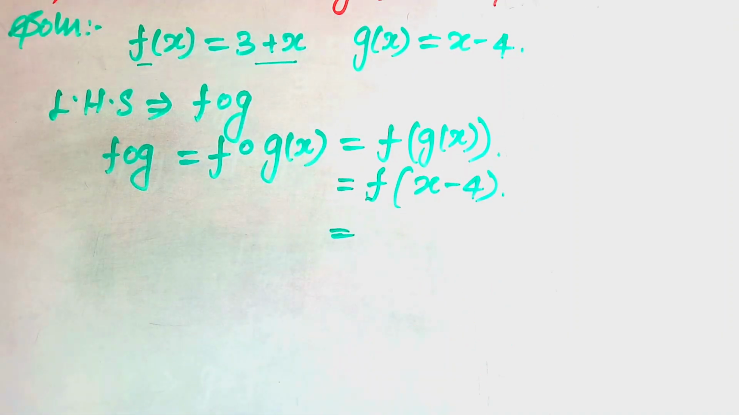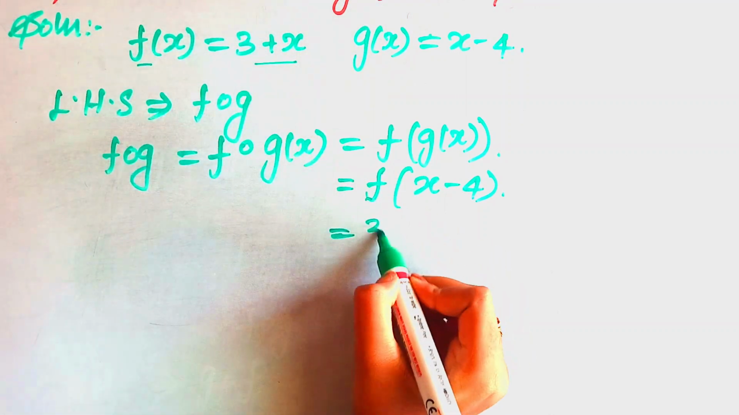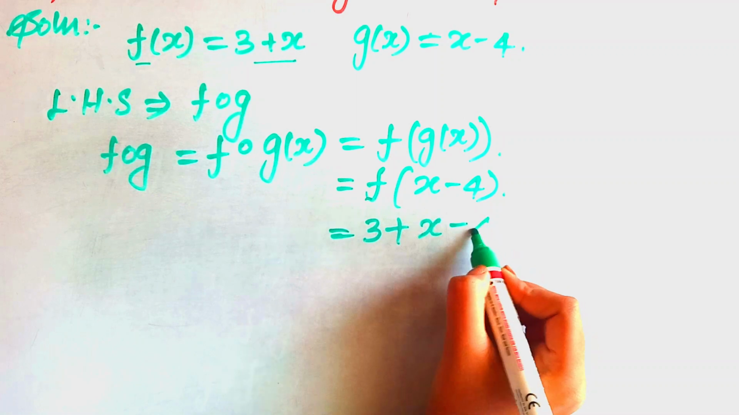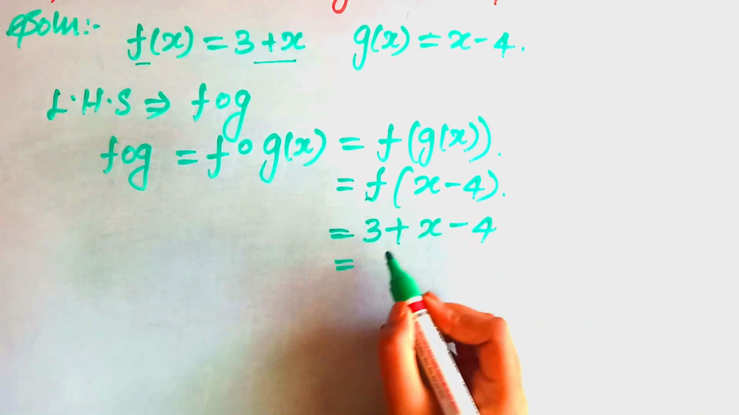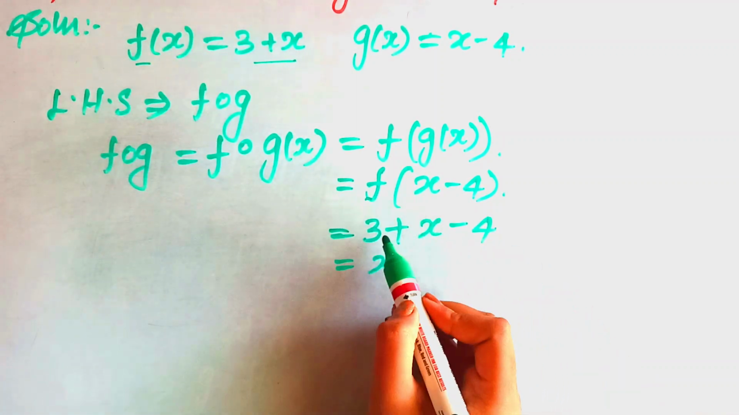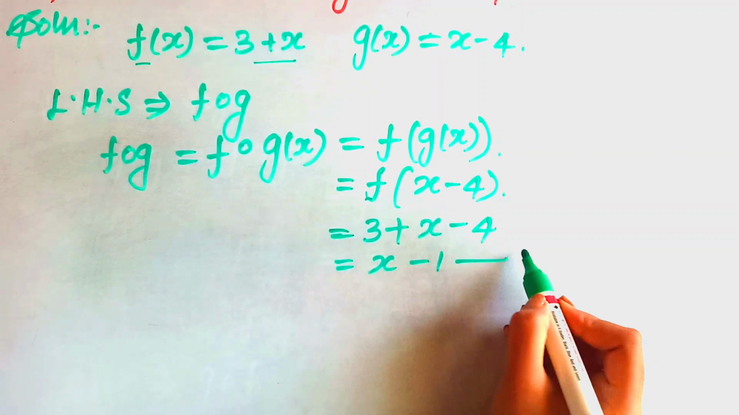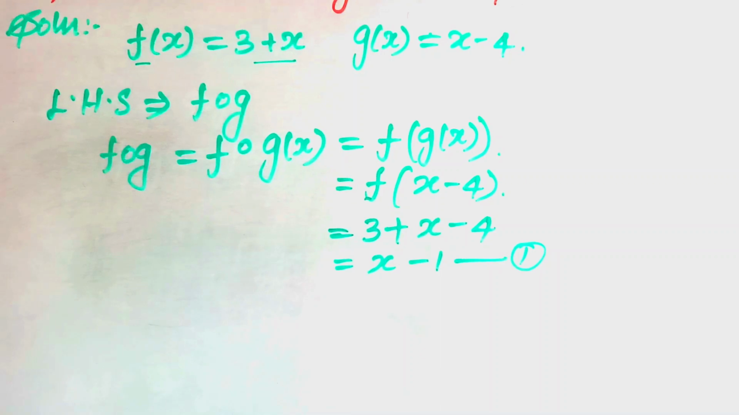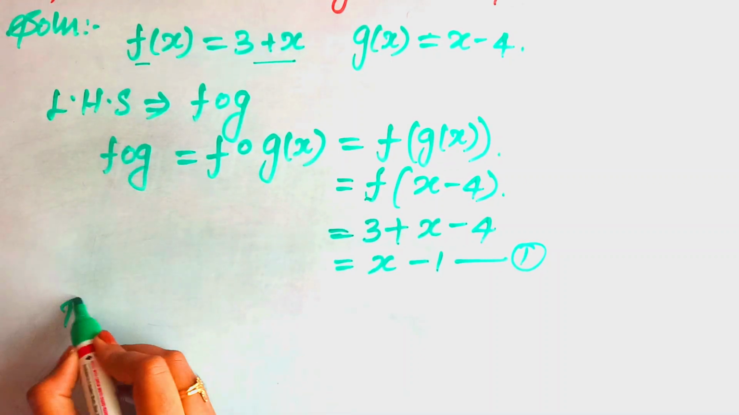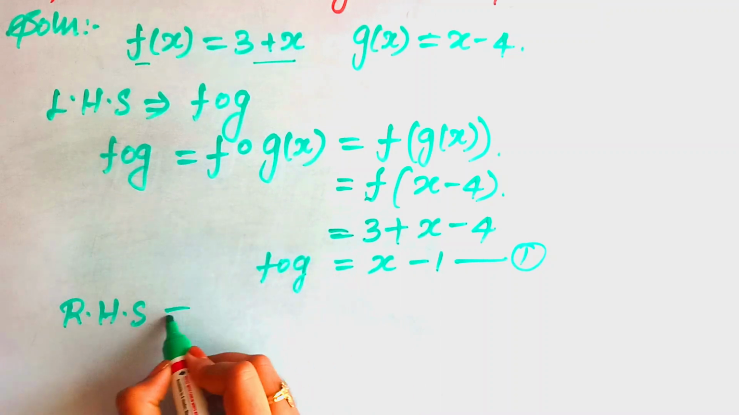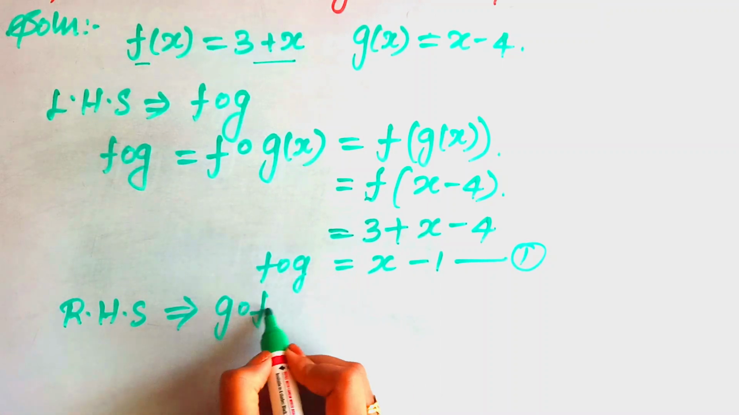The equation is 3 plus, in the place of x you will substitute x minus 4, right? Now let's keep the x as it is. Now let's subtract this, so that we'll get x minus 1, and let's keep this as equation 1. Now let's find our RHS. So this equation is f dot g. Our RHS is g dot f.